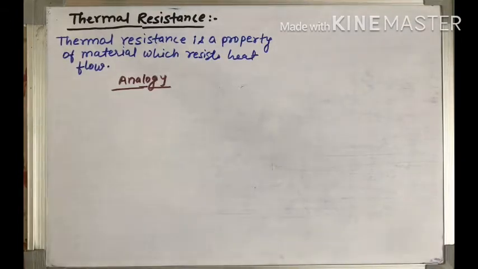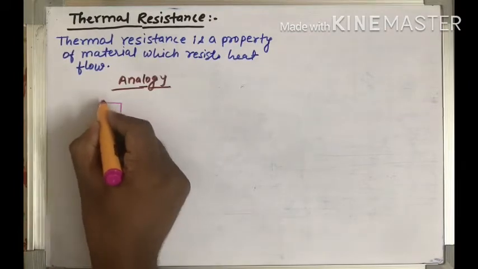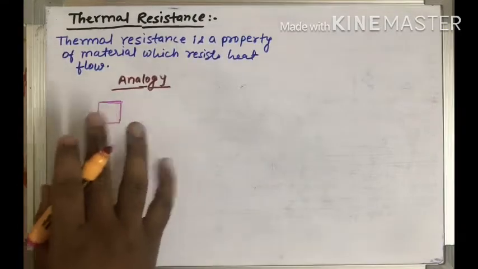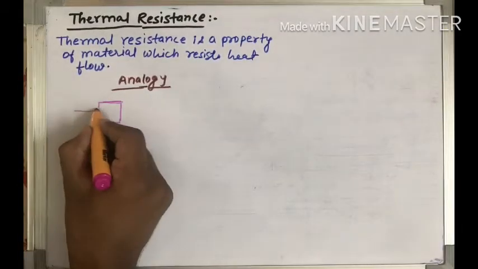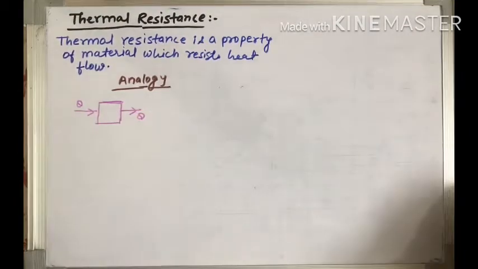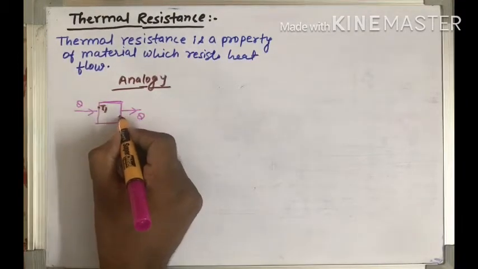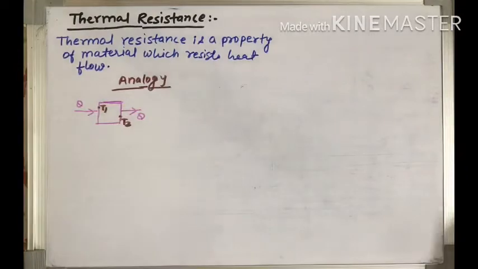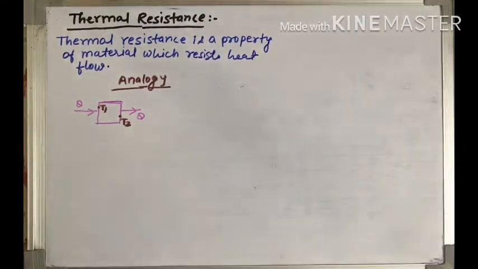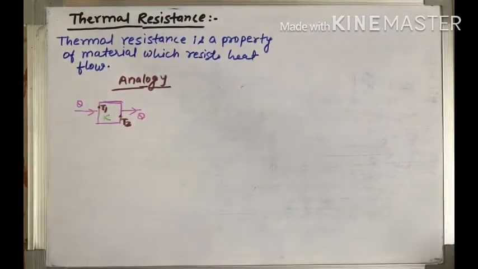Now suppose there is a rectangular coordinate. I am taking just the front face of it, and heat Q is flowing through it. One end of this face is at T1 and the other end of this object is at T2. And the conductivity of this material, suppose we are taking K, because any material will have a conductivity.